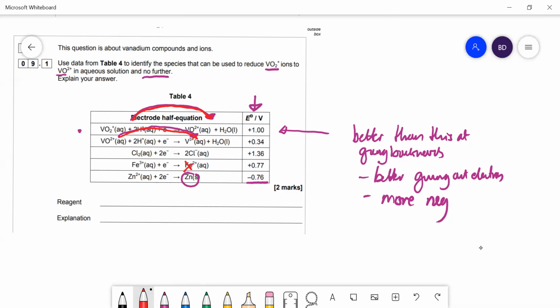So the only one that could really do it then is the V3+ ion. That one would reduce it only 1 step, and it wouldn't reduce it any further. So the V3+ ion is the answer there.